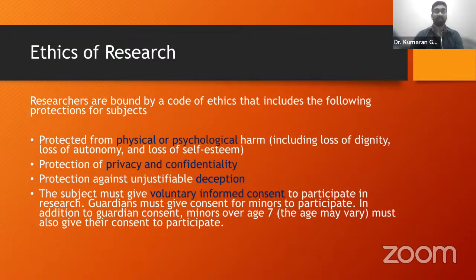And not only that, the subject must give voluntary informed consent to participate in the research. Guardians must give consent for minor participants. In addition to guardian consent, minors over age 7 must also give consent to participate. It means when you are doing this quantitative research using a questionnaire, make sure you get the consent letter from the school, and then you give a letter to the parents saying you want to use their children, their daughter, their son, to be part of your research. So make sure you get the consent letter from the parents.